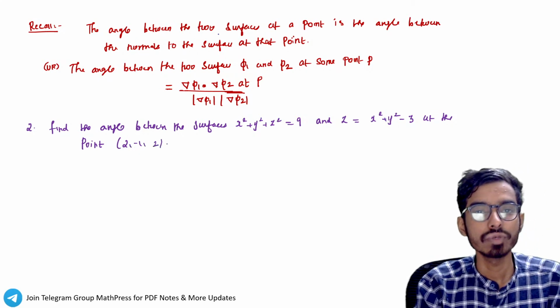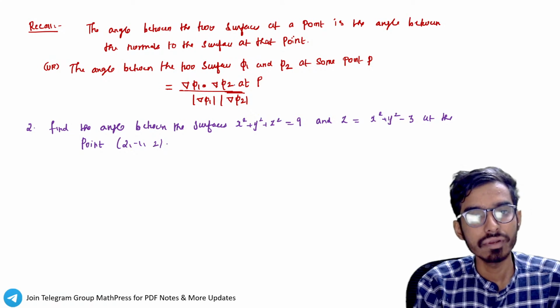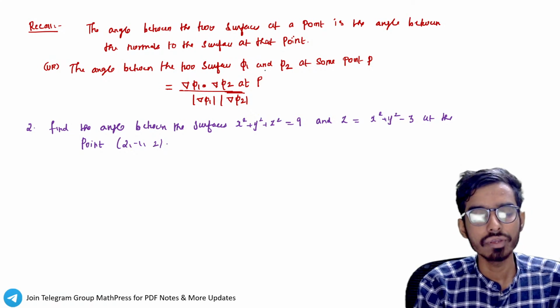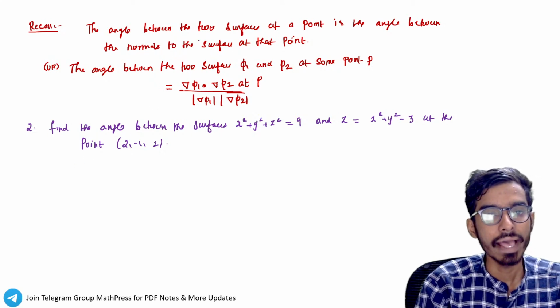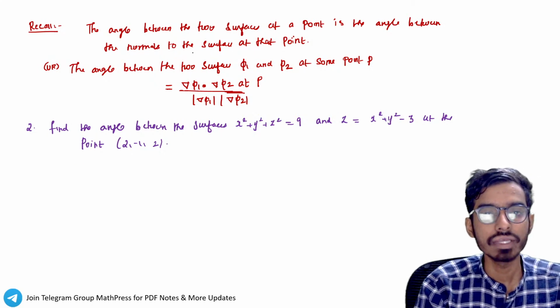First we will do it with this formula, and then we will do it with the other formula. Both are going to give you the same answer. First we will use this method: the angle between the two surfaces is the angle between the normals.